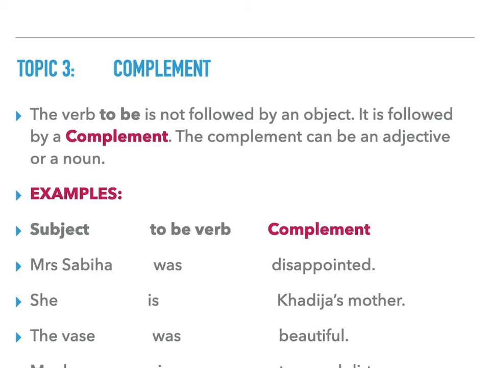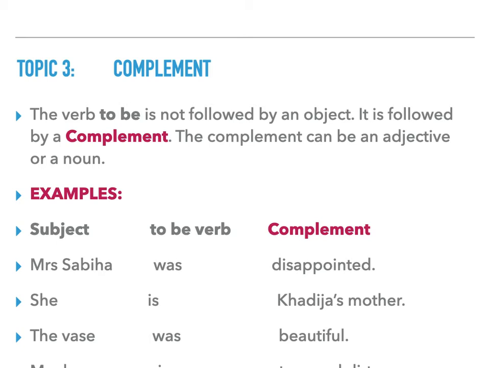So there are kinds of sentences in which there is no action verb and they are followed by a complement instead of an object. The complement can be an adjective or a noun. You have to be careful. While finding it out, it has to be in your mind whether it's an adjective or a noun, and it will be in the place of the object. Okay. For example, subject, to be verb, and then complement.